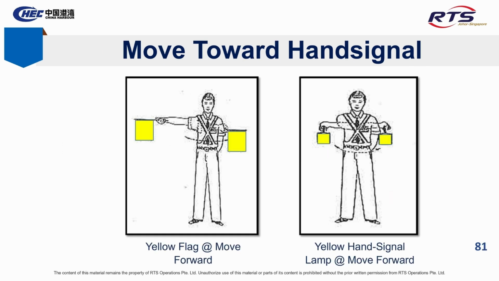Slide 81. Move toward hand signal. This slide illustrates the signals for moving forward. On the left, a yellow flag indicates the move forward command. On the right, a yellow hand signaling lamp conveys the same instruction. Both signals are used to direct the movement of equipment or vehicles safely.